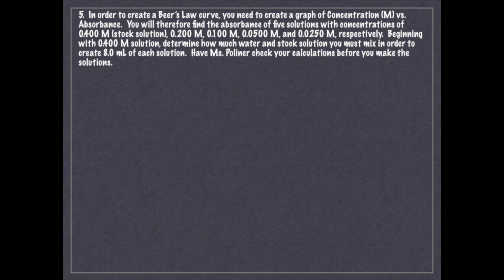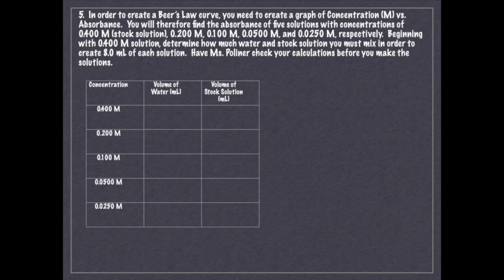Beginning with 0.400 molar solution, determine how much water and stock solution you must mix in order to create 8 mL of each solution. Have me check your calculations before you make the solutions. So, for example, I'm going to do the 0.200 molar solution. You're going to be using the dilution formula, M1V1 equals M2V2. M1 and V1 are going to be your concentrated solutions. M2 and V2 are going to be your dilute solutions.